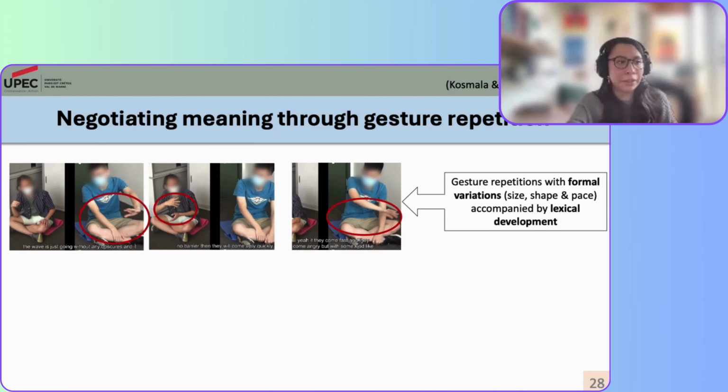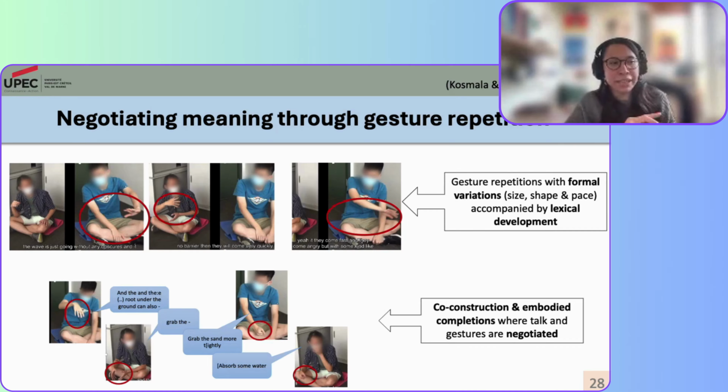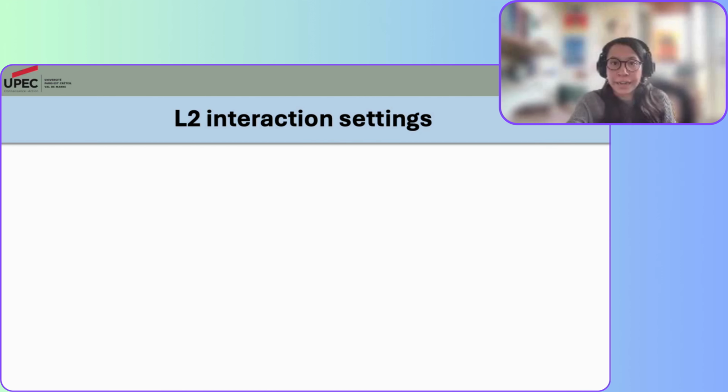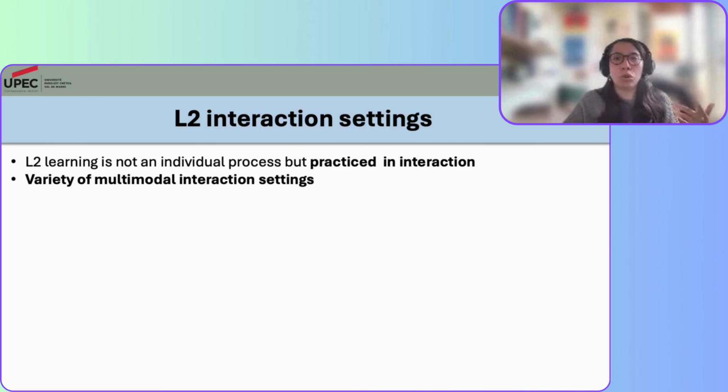other people are saying. And so you see how it really is in this context of co-construction with these embodied completions where talk and gestures are negotiated. So again, it's not just about producing a gesture on your own, it's also about co-producing them and how it leads to co-construction and mutual understanding. So it really is important, in my opinion, to consider L2 learning and speaking not as an individual process, but practiced in interaction. And so there's a variety of multimodal interaction settings.